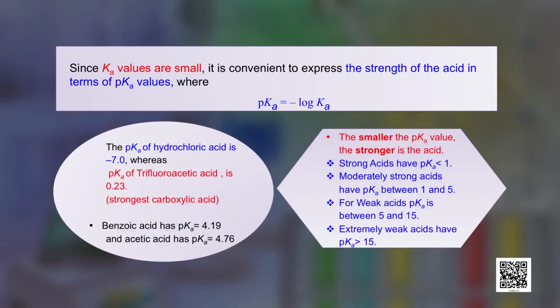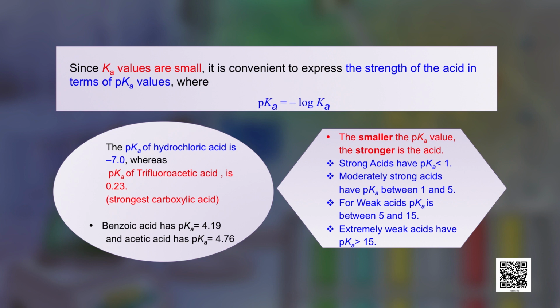For example, the pKa of hydrochloric acid is minus 7.0, whereas the pKa of trifluoroacetic acid is 0.23, and it is the strongest carboxylic acid. Benzoic acid has a pKa of 4.19, while acetic acid has a pKa of 4.76. The smaller the pKa value, the stronger is the acid. Keep this in mind for comparing the trends in the acidity of carboxylic acids.